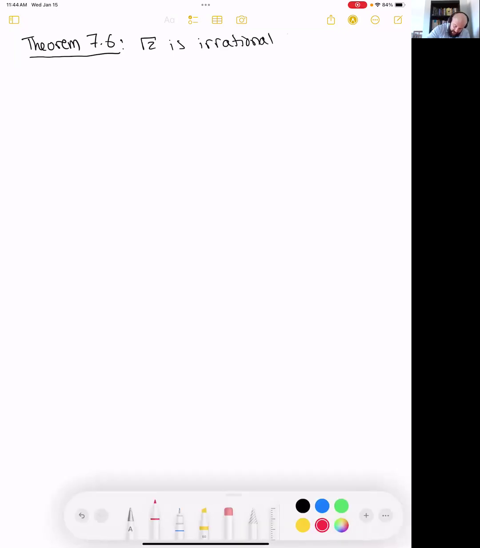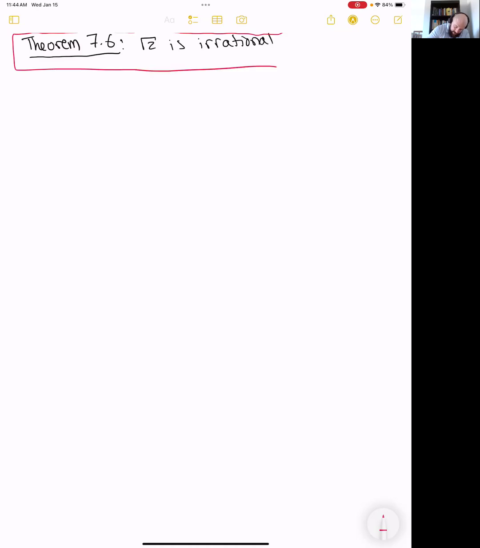Okay, so now I want to see one more proof by contradiction, which involves a fairly sophisticated proof by contradiction. So this is theorem 7.6, which says that square root of 2 is irrational. So a very simple statement. Irrational means not rational, right? It's another way of saying that. So I cannot write it as a fraction, right? And so when we do this by contradiction, we're going to assume that it can be written as a fraction. We're going to see that that leads to a problem.